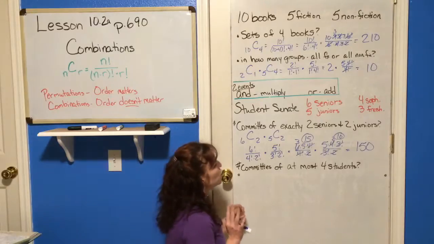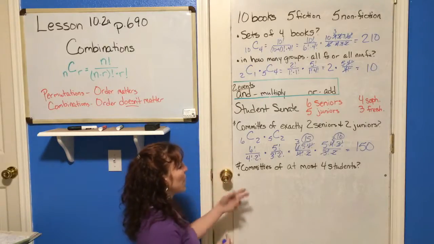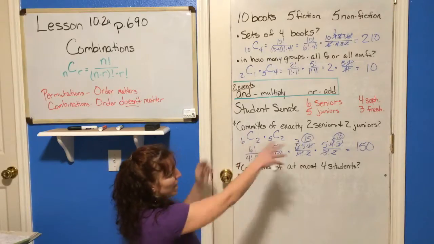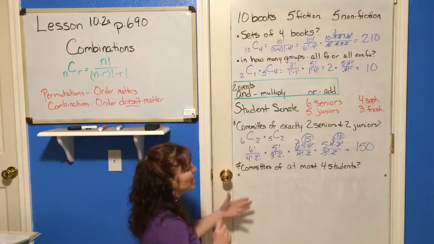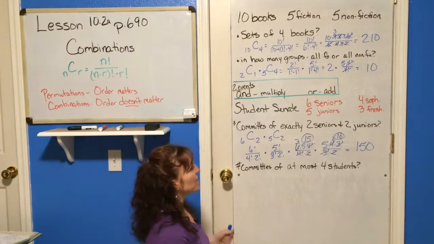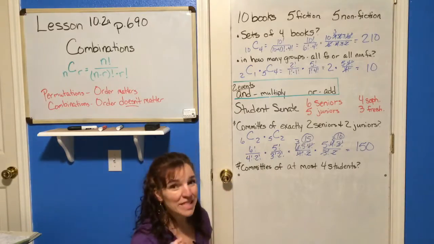All right. So now, that was "and." We're going to multiply them. Now, what if I want to know how many committees I can make up of these students that have at most 4 students? And now you're going to say there's no "and" or "or" in here. What on earth? What this means is this.